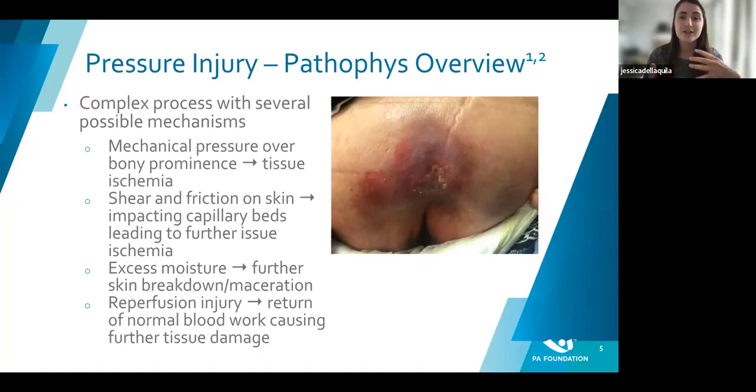And then actually a lot of times what we don't always think about is the reperfusion injury. So in the inpatient setting, if we're turning a patient, which is obviously essential to help prevent some of these pressure injuries, what can actually occur is that once there's normal blood flow returning to that area, or reperfusion, it can advance the tissue damage that was already starting.